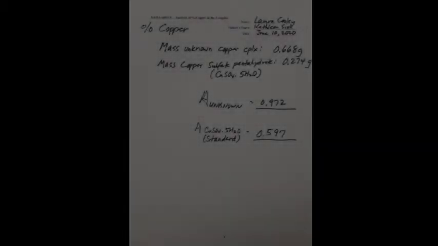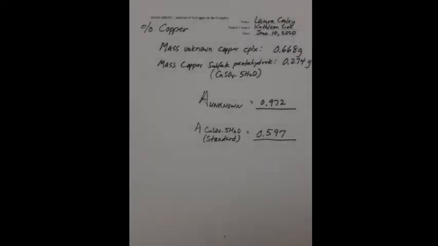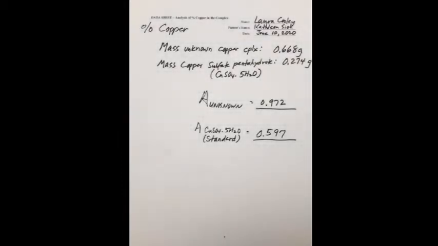And so we're going to use this information to get the percent copper. And just to show you how we recorded these absorbances on our data sheet for the percent copper, see it has the masses there, so we can calculate the concentration of the standard. And so here's the absorbance of the unknown, the 0.972, and the absorbance of the standard.